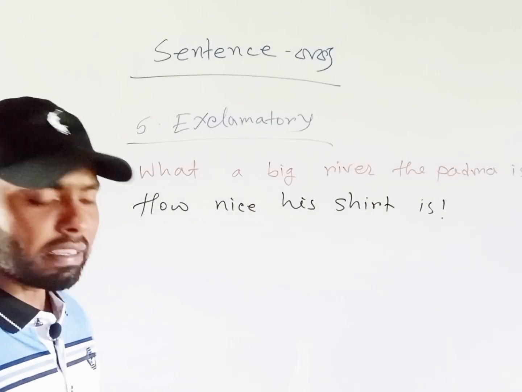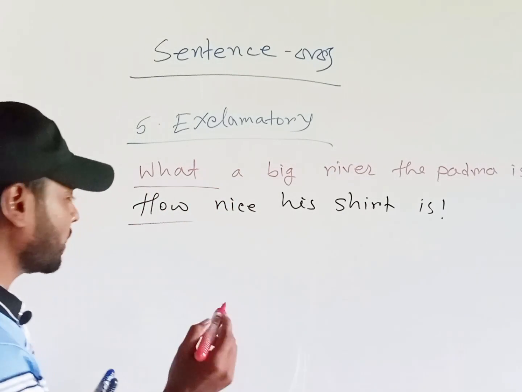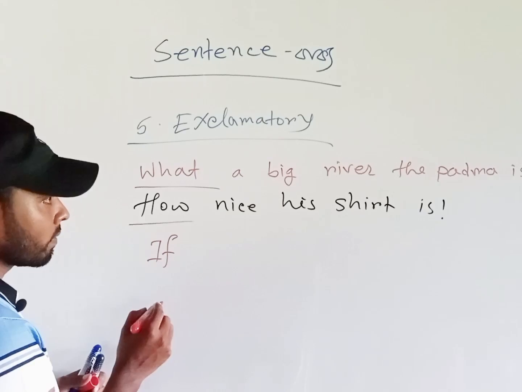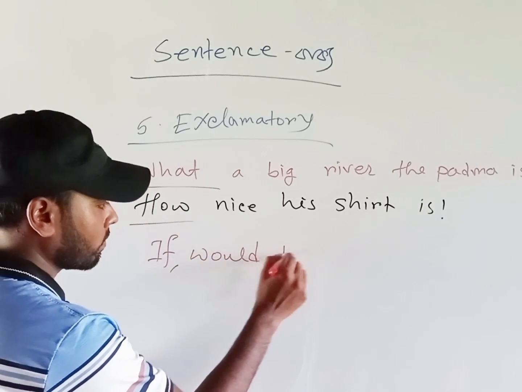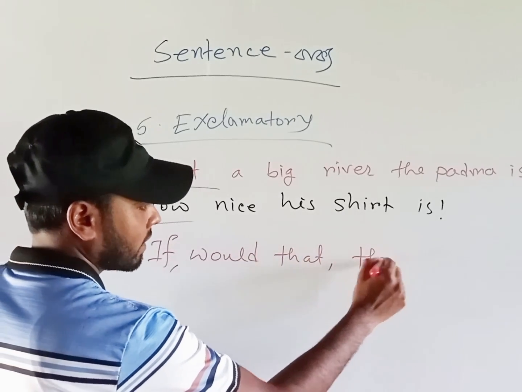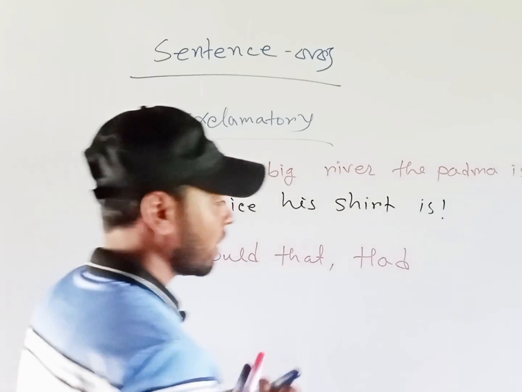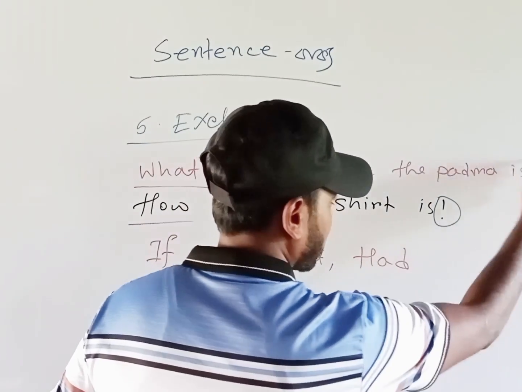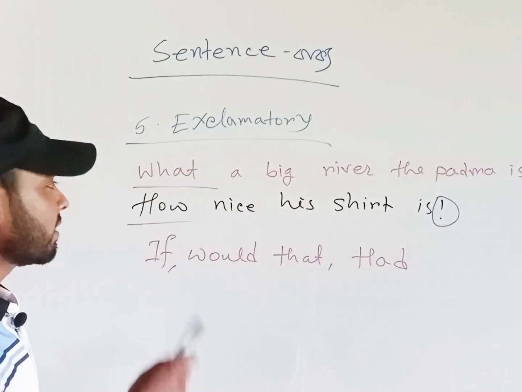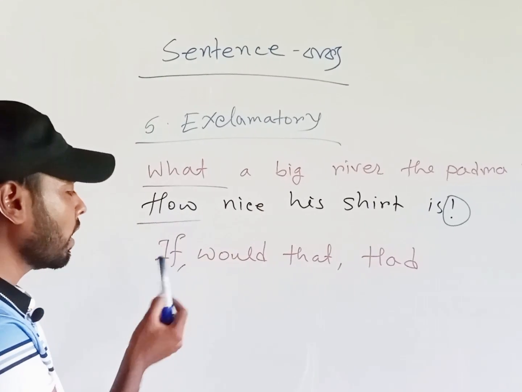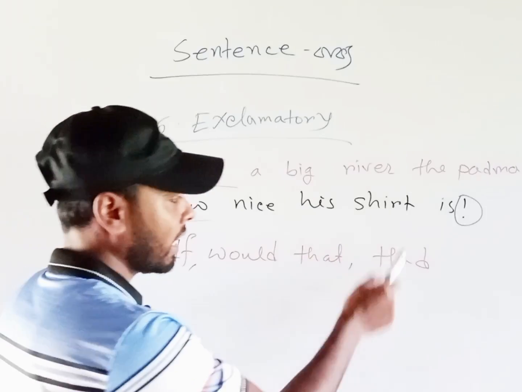The sentence mainly starts with what or how. Besides this, the sentence can start with if, would that, and had, and always ends with an exclamation mark. The sentence mainly starts with what or how, and besides this it can start with if, would that, and had.